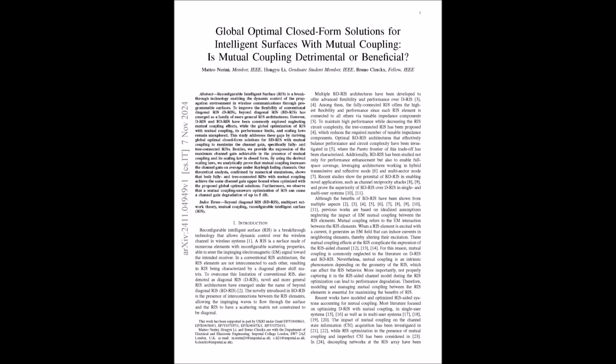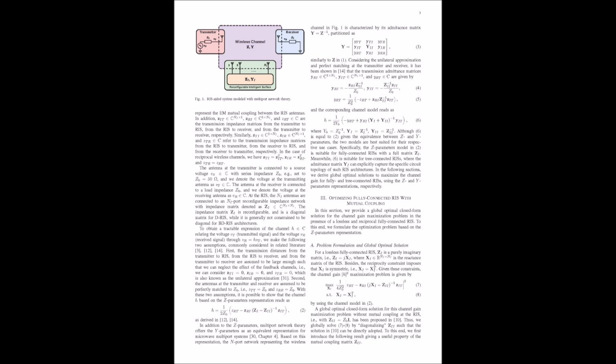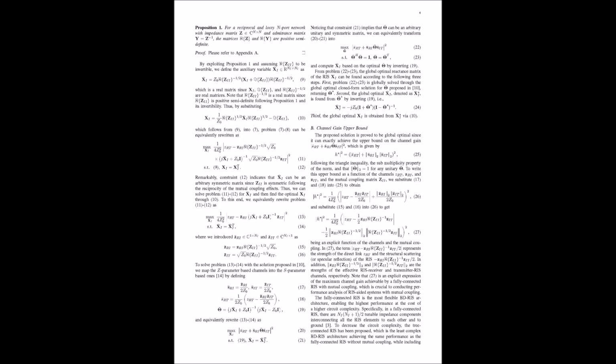But how do we know that this solution for the tree-connected RIS will actually achieve the same channel gain upper bound as the fully connected one? That's a great question, and that's where equation 50 comes in. Okay. It demonstrates that the maximum achievable channel gain for the tree-connected RIS is actually identical to that upper bound we derived for the fully connected RIS. So even though it's a simpler structure, when optimized properly, it can perform just as well. Exactly. It shows the potential of tree-connected RIS as a more efficient option, especially when complexity is a concern.